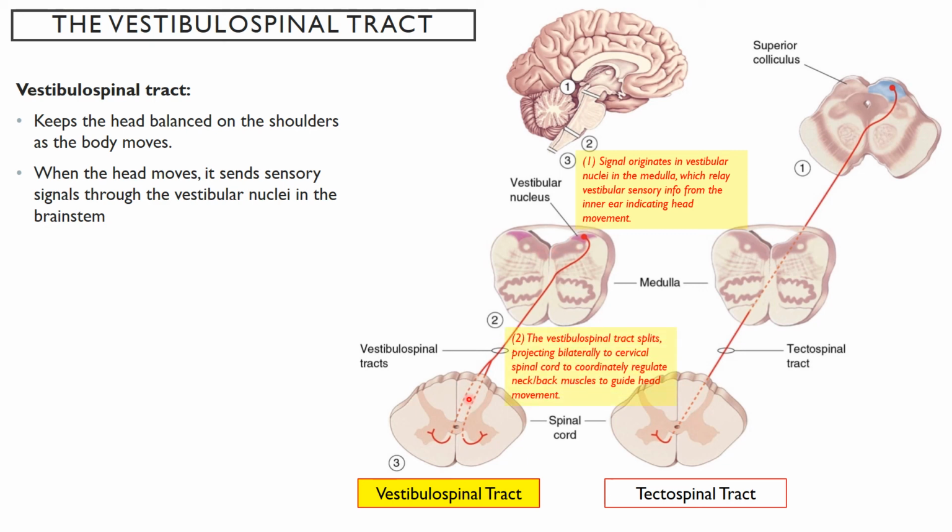This tract then splits and allows for bilateral connections to the spinal cord to regulate neck and back muscles to help guide movement. It's a very interesting, complex circuit. We're not going to talk about it in great detail, but that's the vestibulospinal tract.